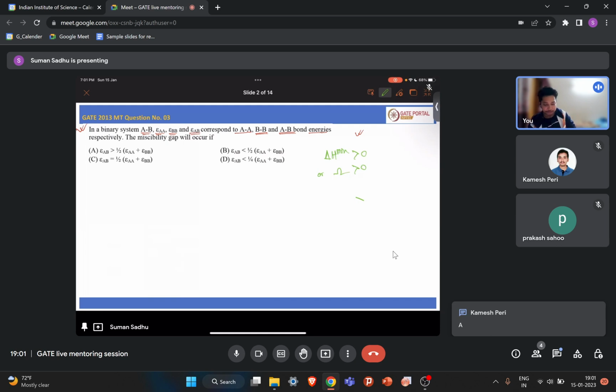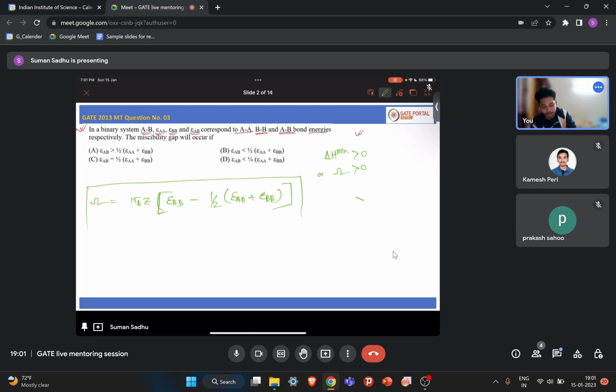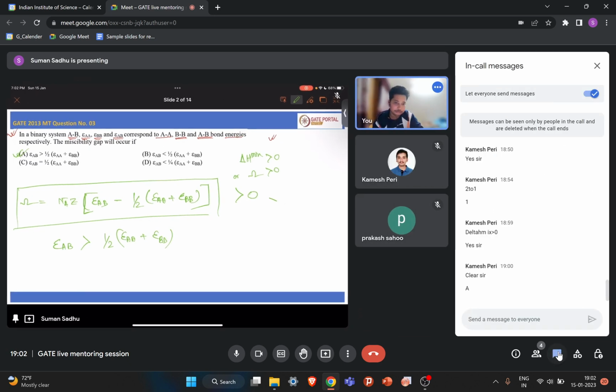So omega is greater than 0 means, if you remember, what was the value of omega? It was Na into Z into epsilon AB minus half of epsilon AA plus epsilon BB. Right? It was the expression for omega which we have already derived. So if omega is greater than 0, it means epsilon AB is greater than half of that. So the correct answer will be option A, right? So is it clear to everyone?